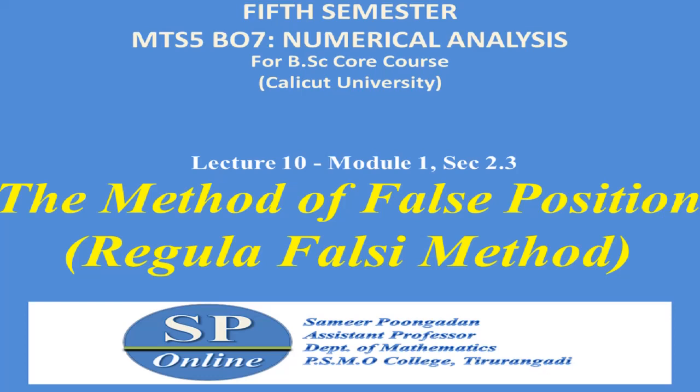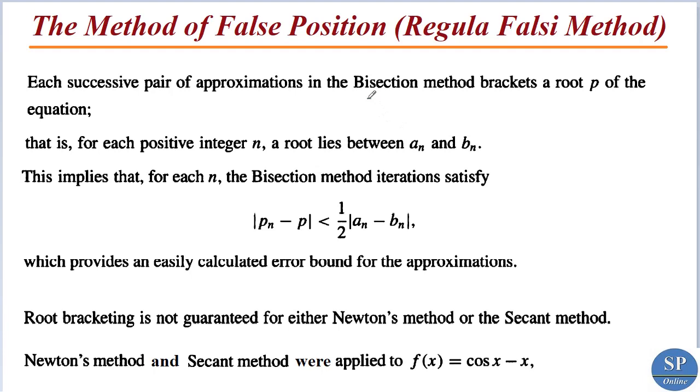In this lecture, we are going to discuss the topic the method of false position. This method is also called regula falsi method and it can be used to find the approximate root of an equation. In the bisection method, we found that each successive approximations brackets the root p of the given equation.